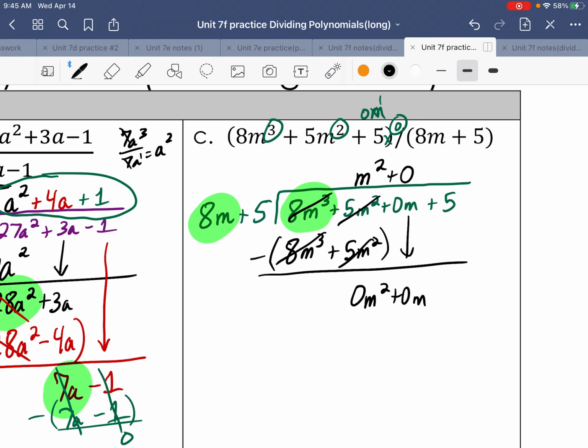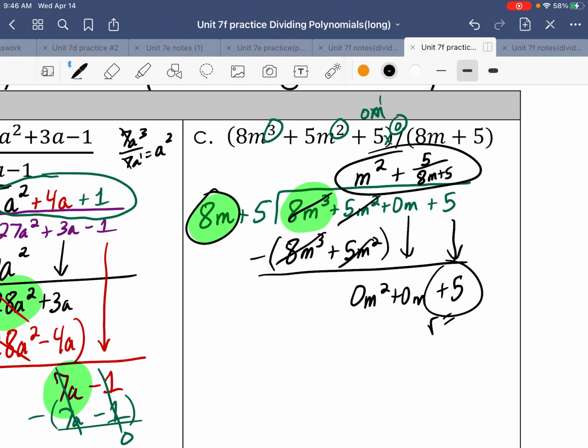So we already have something. M squared plus 0 is just m squared, so we really don't need that part. We could bring down the only number we have left, which is 5. Well, 5 doesn't divide by 8m evenly, so that's actually going to be a remainder. And we're already done. So you could say remainder 5, or you could say 5 over 8m plus 5. That's your final answer.